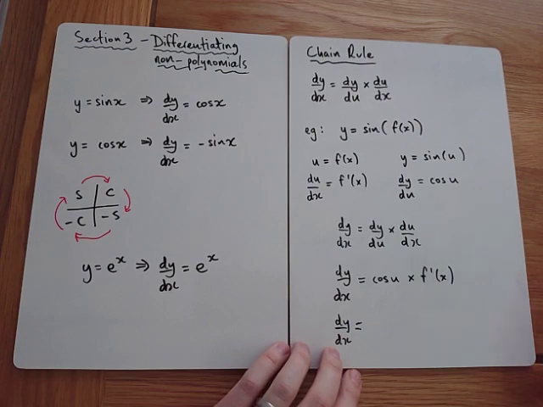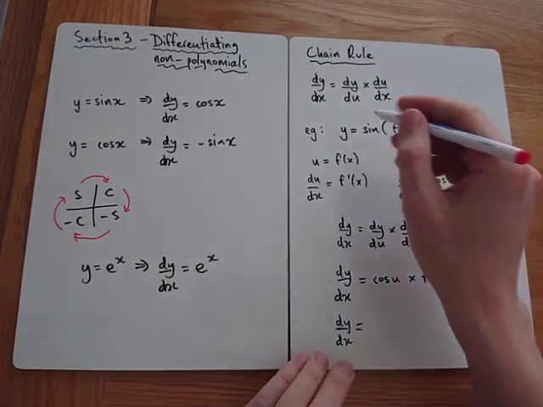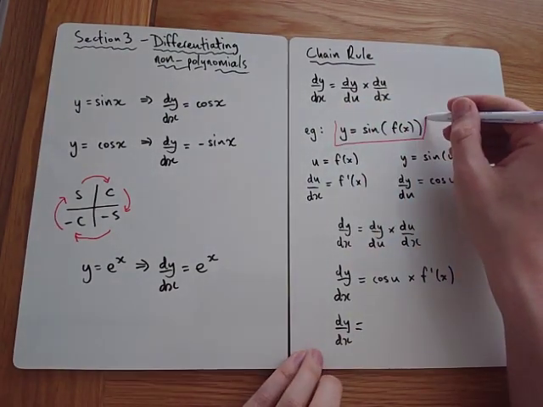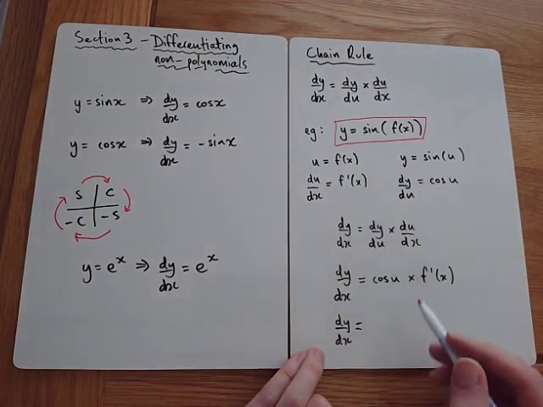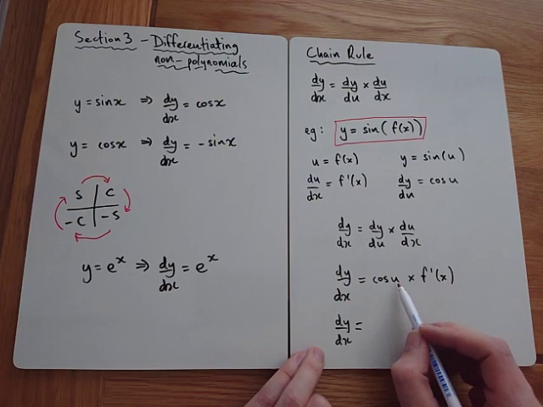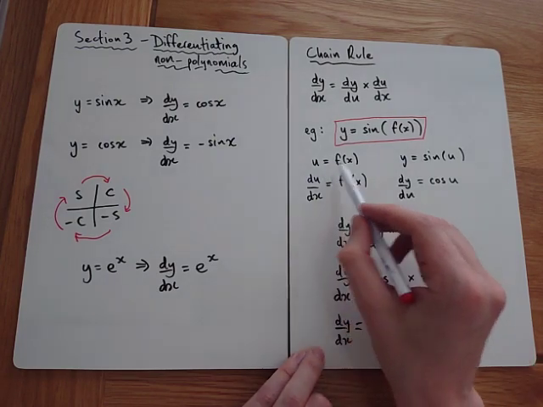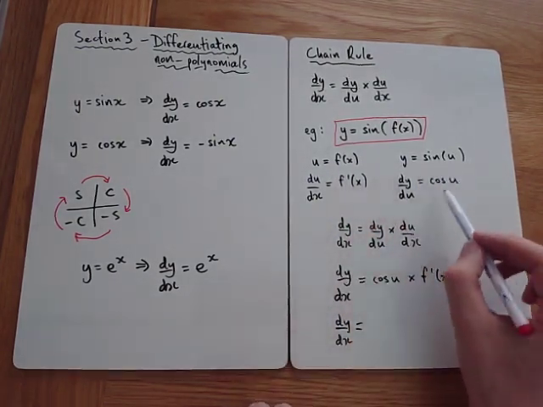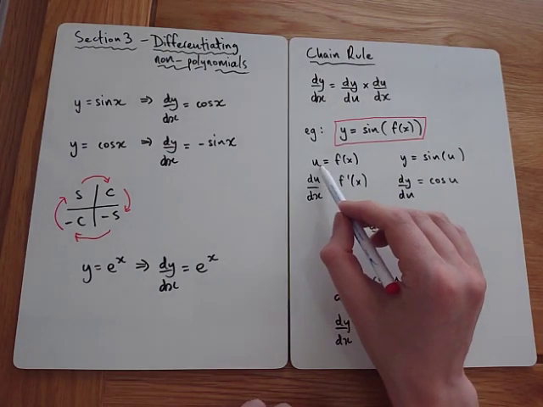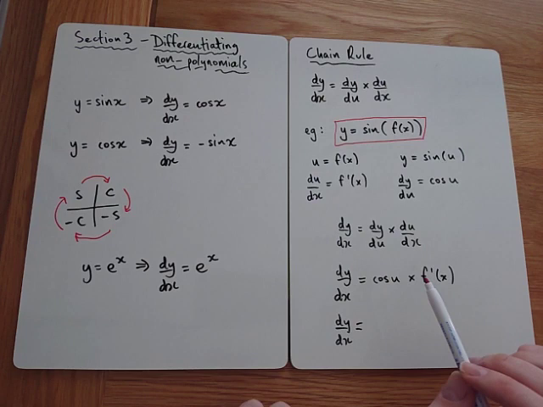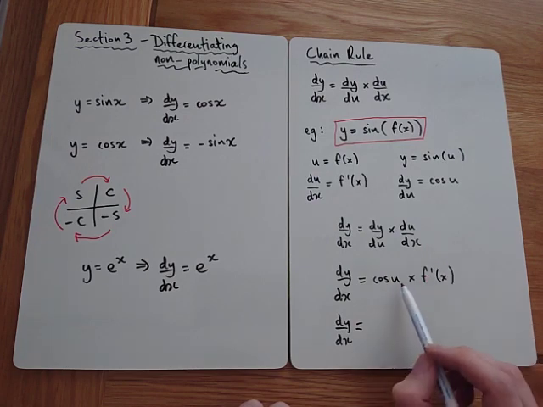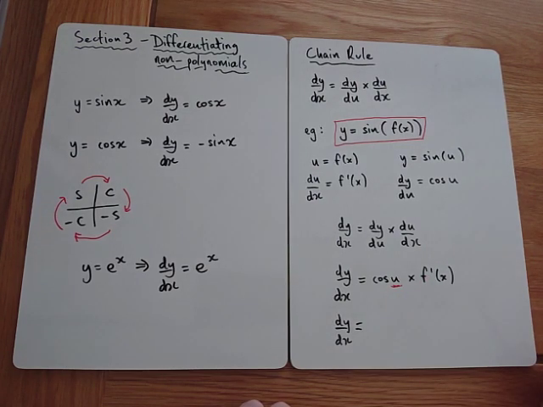We want to look at the original question. The original question was y as a function of x. My answer has still got a u in. Now we've just introduced u, because by introducing this new substitution u, it made us able to differentiate these two things which we knew about. But for my final answer, I need to replace this u.